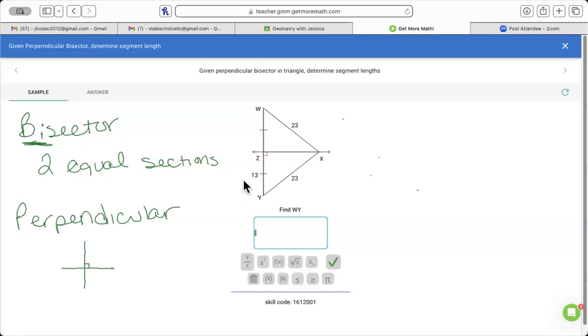All right, so it looks like the only other one you might see is like this. So it says find WY, so it wants the whole length. So just make sure you pay attention to what it's asking. So if it wants the whole length, we need to know that the bottom part is 13. That means the top part is 13, and for the whole length, we're going to add them together. So that would get us 26.